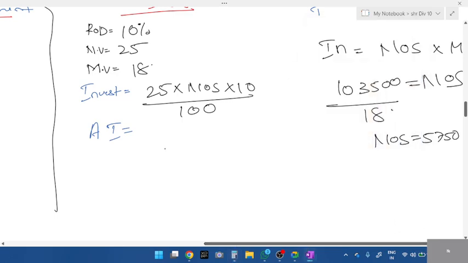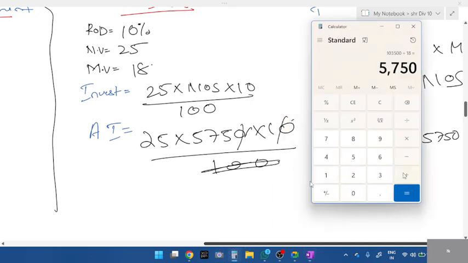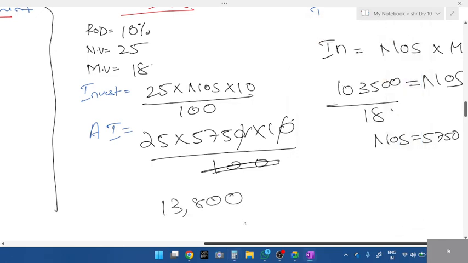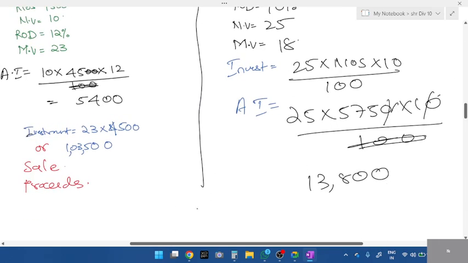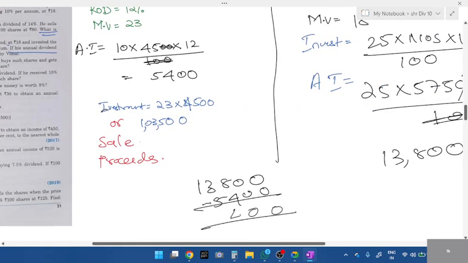So copy the question from 5,025 into 5,750 into 10 divided by 100. Two zeros get cancelled. So we have 575 into 25. 13,800. This is the annual income, students. Now what is the difference between both? Tell me the difference. 13,800 minus 5,400. What's the difference?